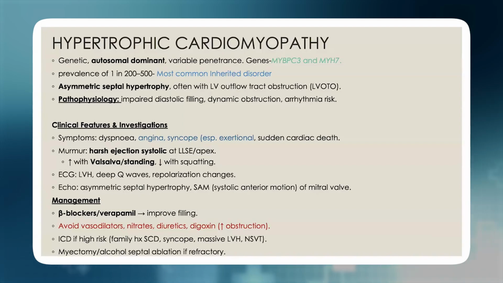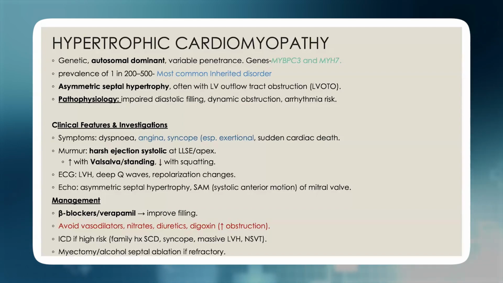In continuous wave Doppler, there is a typical sign in hypertrophic cardiomyopathy. It is called the dagger sign. I'll come to it. Murmur is a harsh ejection systolic murmur at the LLSE, meaning left lower sternal border or apex, which increases with Valsalva and standing and decreases with squatting. Somebody had given the correct answer in the beginning. The other lesion which increases with Valsalva and standing is mitral valve prolapse. Always remember, MVP and HCM are opposite to the normal valvular expectations in dynamic auscultation.